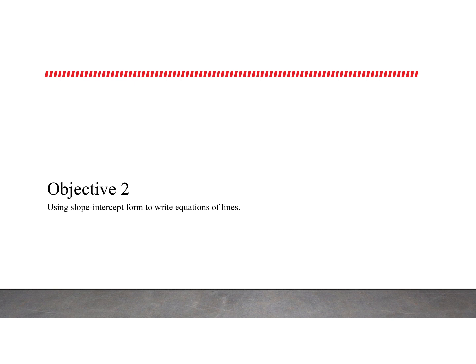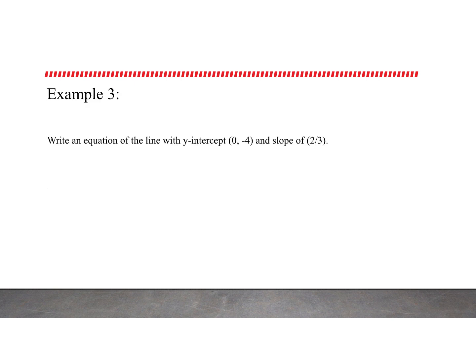Objective 2. Using that slope-intercept form, we'll write equations of a line. So example 3, write the equation of line with the y-intercept 0, -4 and a slope of 2/3. So again, slope-intercept form is that y equals mx plus b. So that is what that's called, slope-intercept form.